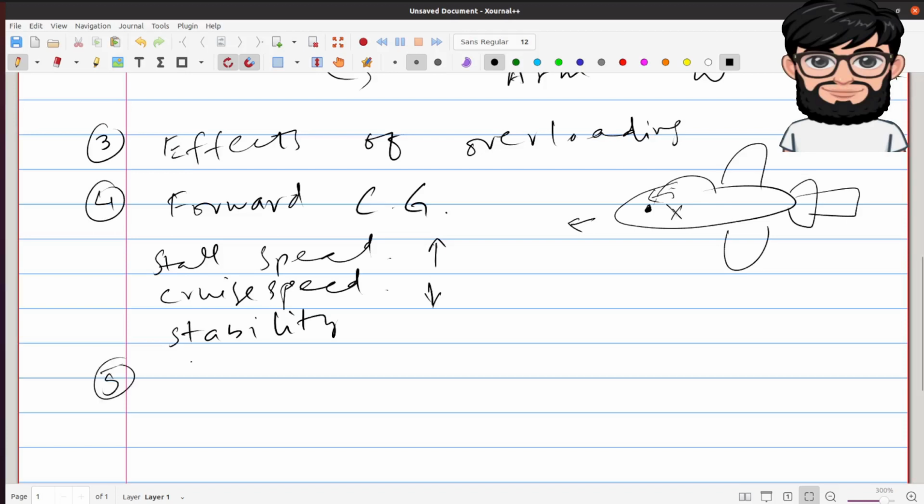Okay, what about the rearward center of gravity? What if the center of gravity is here now, right? So again, the stall speed in this case is gonna be lower. The plane can actually stall even at lower speeds. The cruise speed is gonna be better, it's gonna be more, and the stability is gonna be less. The stability in this case is gonna be less, and you can expect easy stalls and easy spins, right? So those are the characteristics.